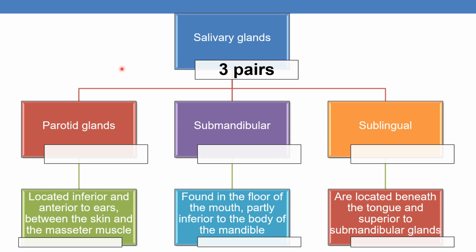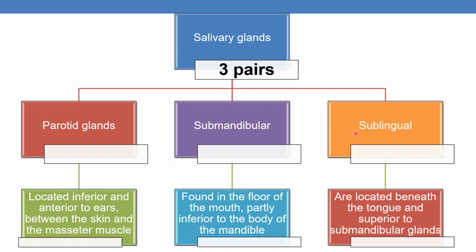The three major pairs of salivary glands are parotid glands, submandibular glands, and sublingual glands. The parotid glands are located inferior and anterior to the ears between the skin and the masseter muscle. Submandibular glands are found in the floor of the mouth, partly inferior to the body of the mandible. Sub means under, so under the mandible. Hence the name submandibular.